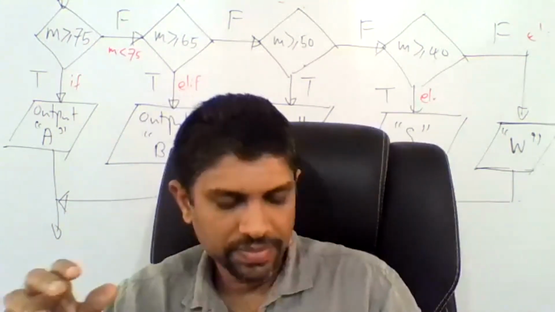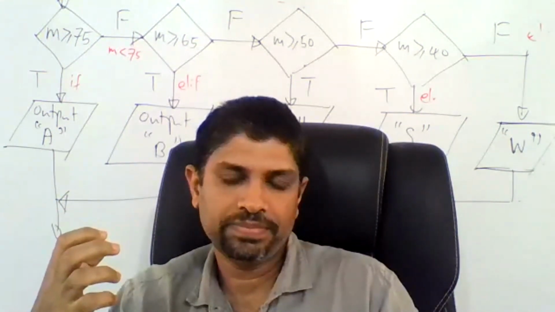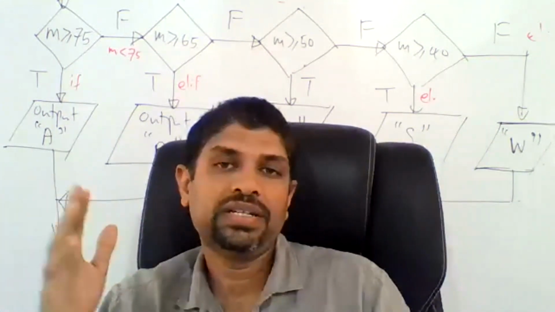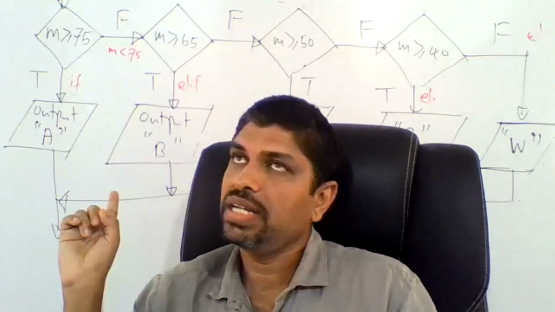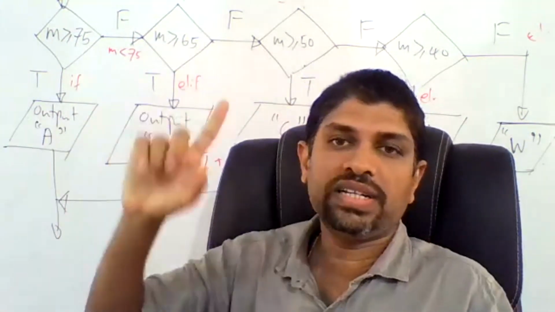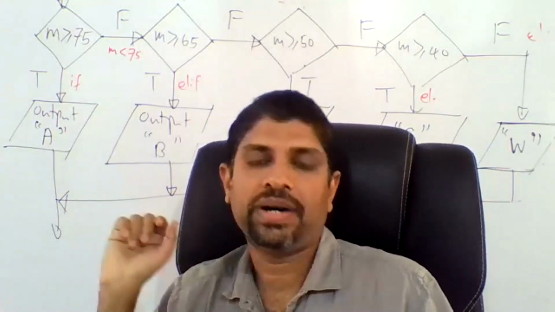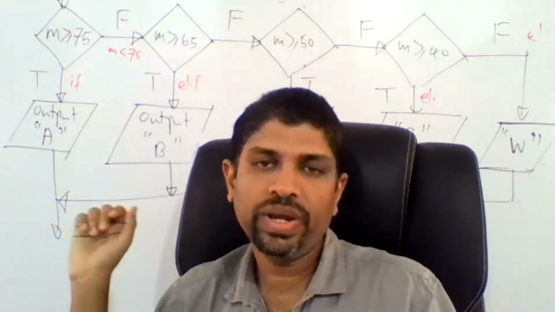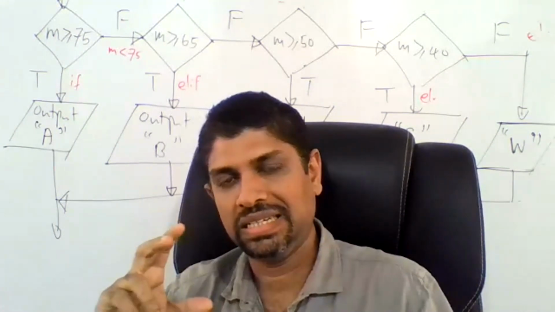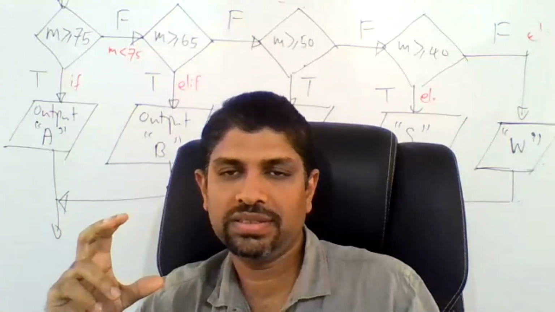Something like that. Think about the pass-fail program that we developed, or the ABC grading example. In this program, if I enter 200, it will say A pass. If I enter a negative value, it will say W. But when it is marks, the range of marks is 0 to 100.